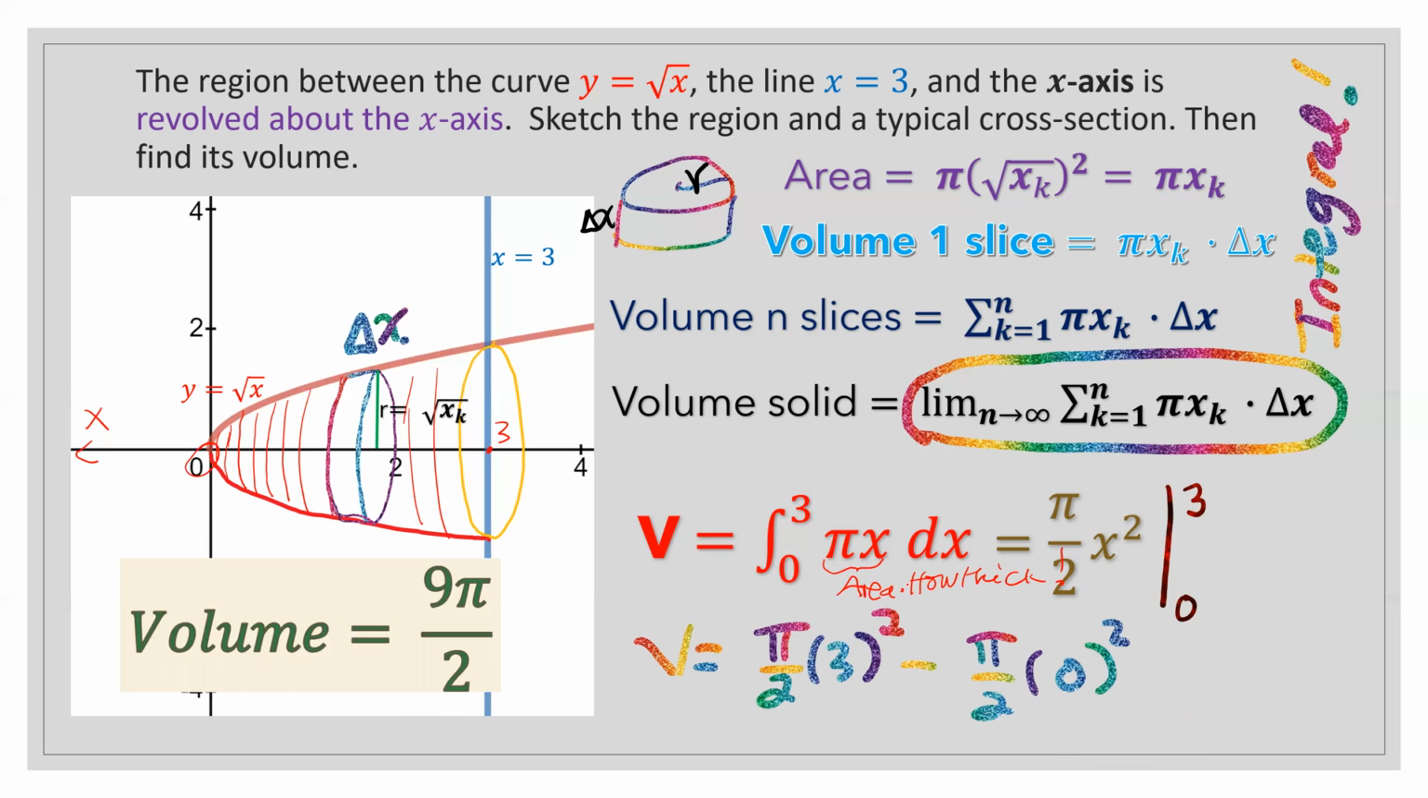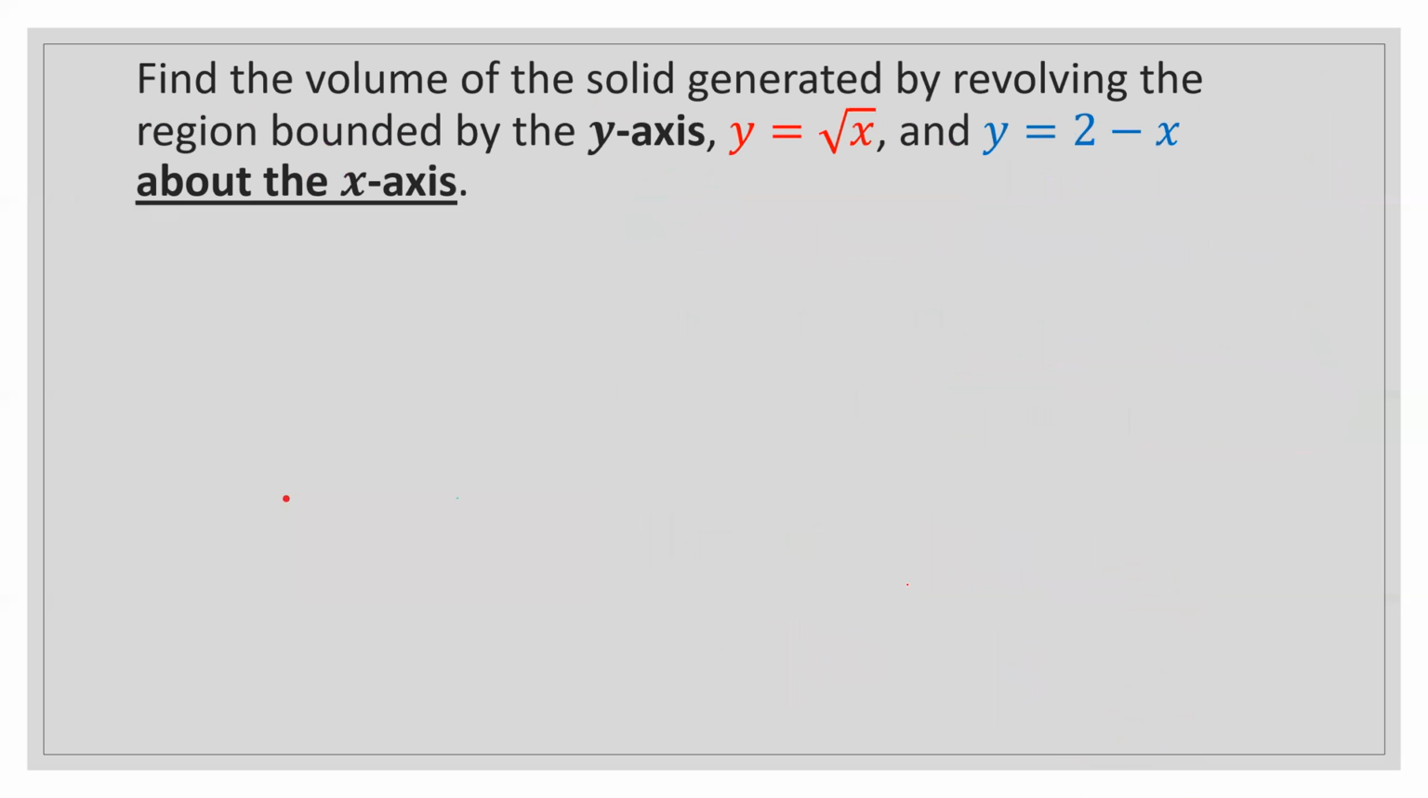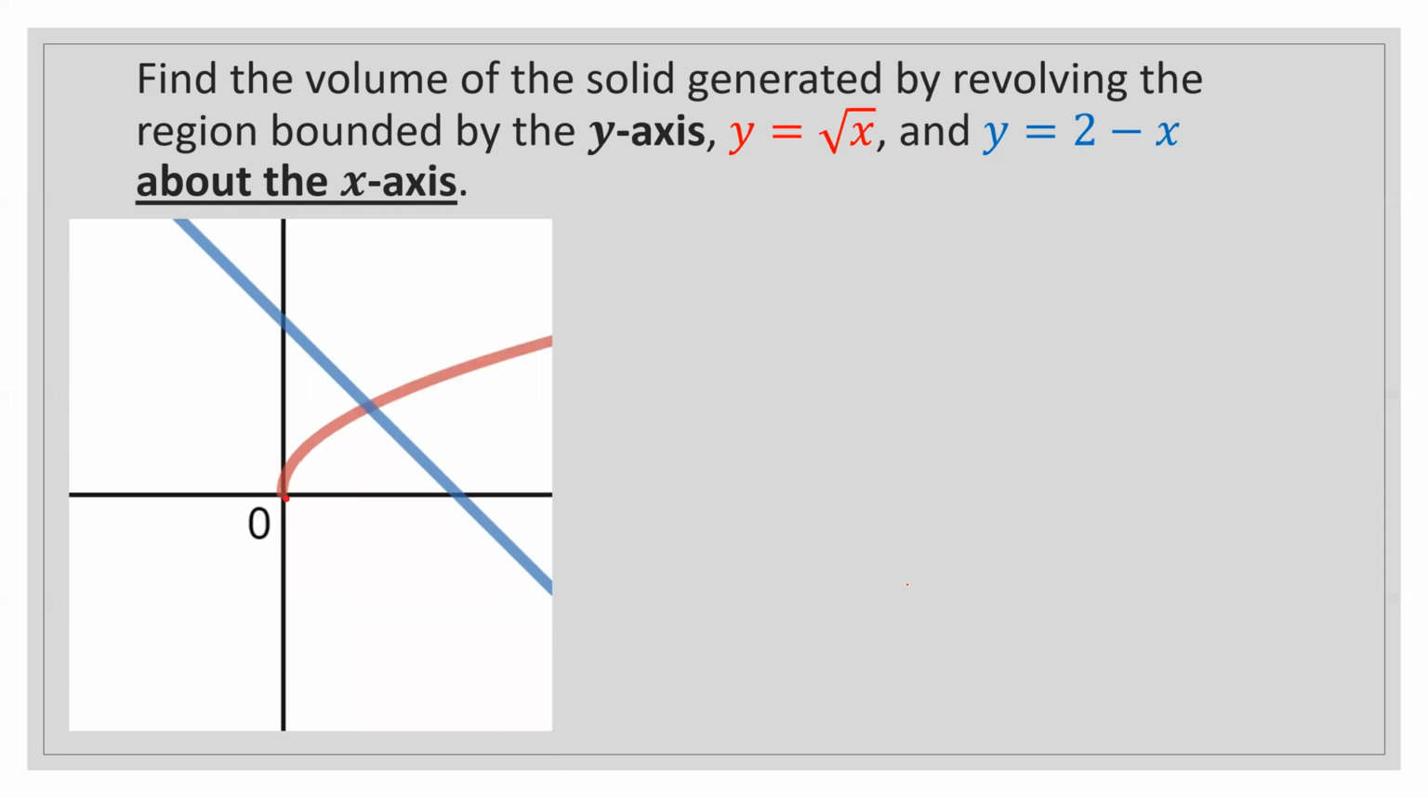Okay, let's take a look at another example where the cross section will look just a little bit different than this one. For example, find the volume of a solid that is generated by revolving the region bounded by the y-axis. So visualize that region: the y-axis, square root of x, and then 2 minus x. Okay, when I put up the graph, it looks like this.